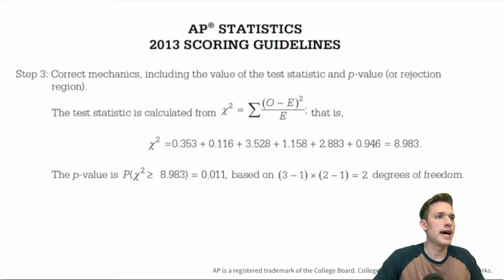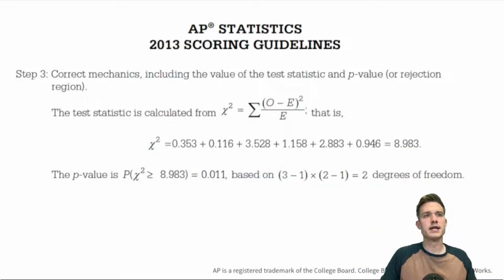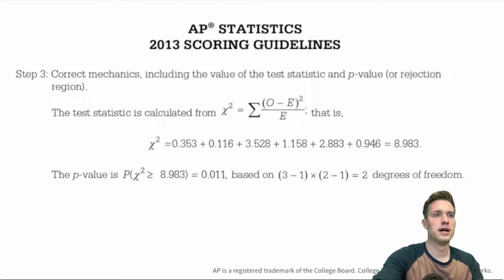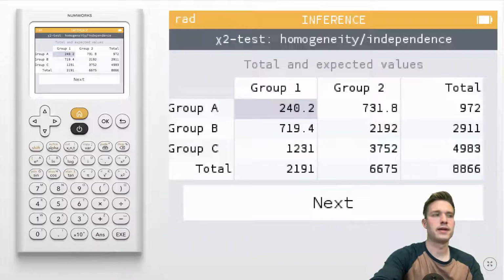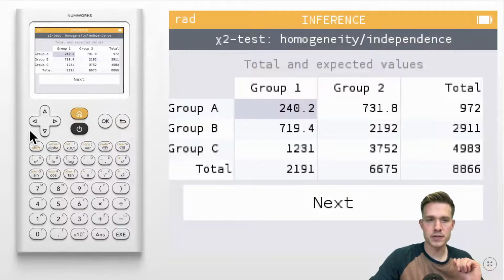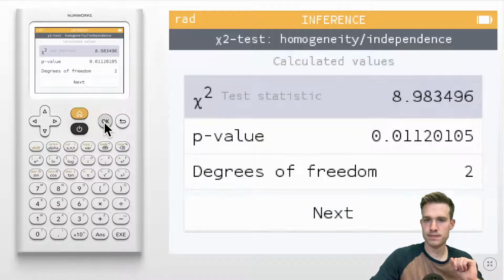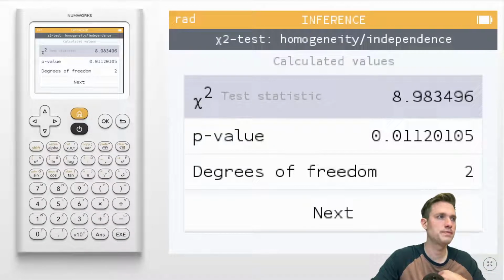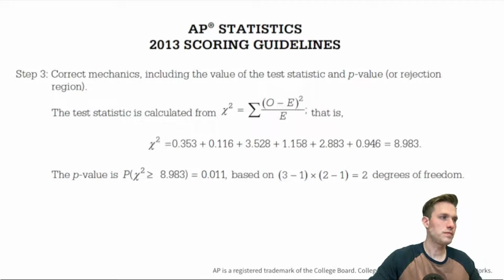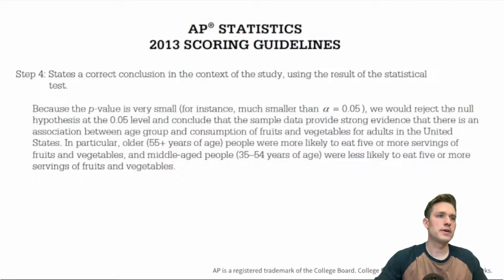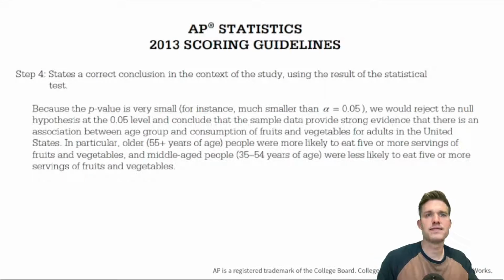And then if we take a look at step 3, that's the correct mechanics, including the value of the test statistic and the p-value, and the degrees of freedom. So if we take a look at our calculator here on that final screen, here's my test statistic, my p-value, and my degrees of freedom. And then step 4 says to state a correct conclusion, again, in the context of the study.